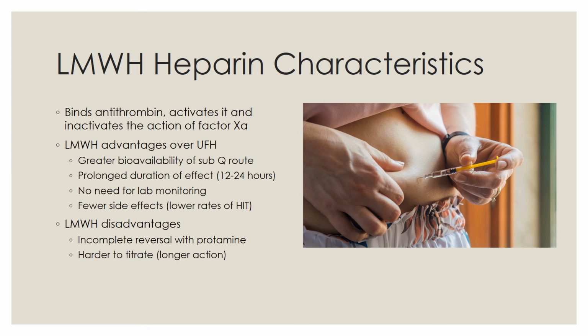Unfractionated heparin tends to be 6 to 8 hours, and low molecular weight heparin tends to be 12 to 24 hours, depending on the dose. There's no need for lab monitoring with this medication, and there tend to be fewer side effects, especially with HIT. Now, there are some disadvantages. Low molecular weight heparin is incompletely reversed with protamine, whereas unfractionated heparin is more completely reversed. And then, since there's a longer duration of action of low molecular weight heparin, it is a bit harder to titrate.